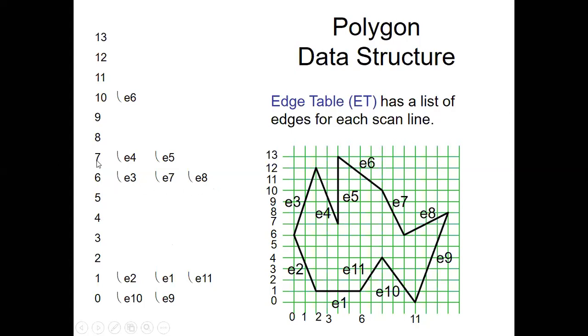And go to 7th. This is 6. This is 7. I have new edges E4 and E5. The old edges E3, E7, E8 have already been written in the 6th row. So in the 7th row, I have only E4 and E5. So in the 8th row, I do have E3, E4, E5, E7 and E8. All have been encountered before. That is the reason I'm writing empty here.